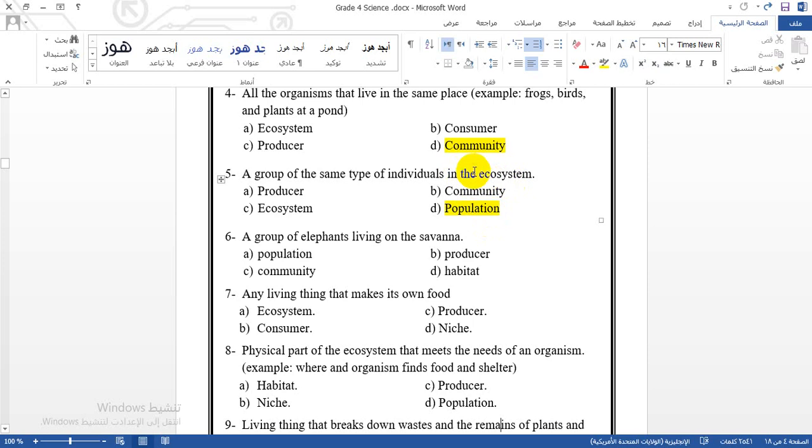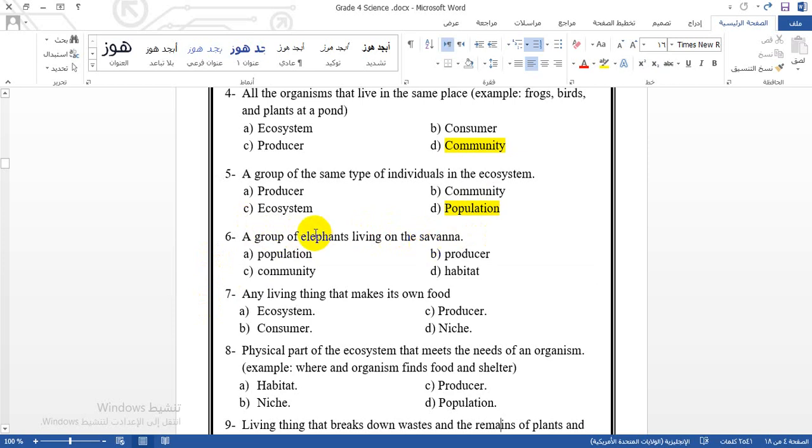Because they're asking you about a specific ecosystem like the savanna. So you can find in the savanna a group of animals like what? A group of elephants in the savanna, a group of zebras in the savanna, a group of lions in the savanna. All of these are examples of what? Of populations that you find where? In a specific ecosystem.